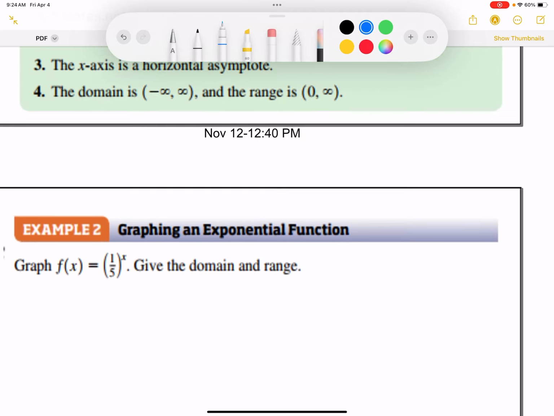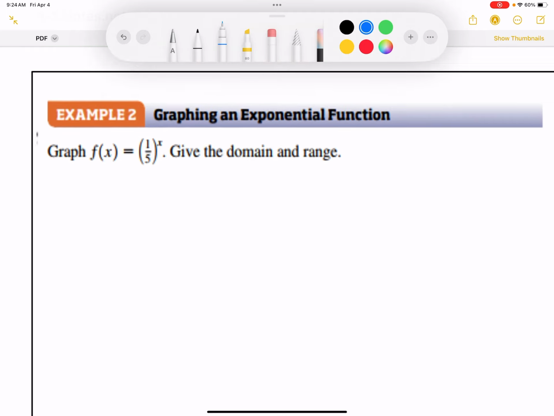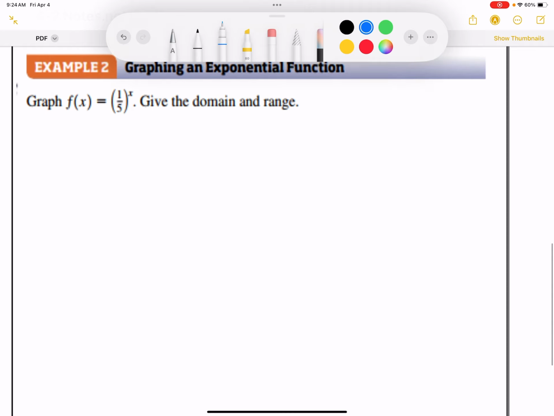So characteristics. Now here it says graph and then give the domain and range. I don't have a nice graph out, but that's okay. I'm just going to sketch one like this. Now, you're going to be tempted to just jump in your calculator. I know you are. And that would be an unwise move on your part. All right? Because then you're not going to learn the things you need to learn to be successful. So let's instead go to a table to begin with.